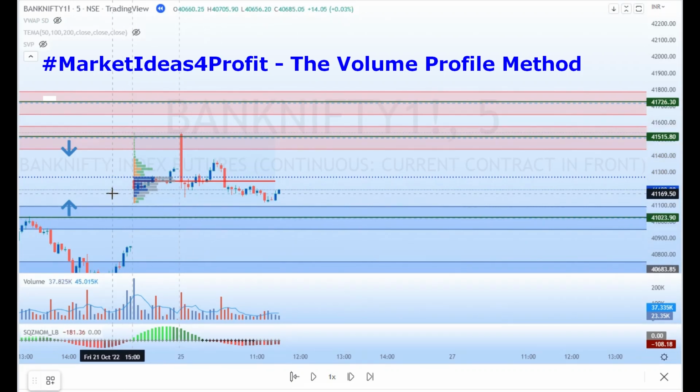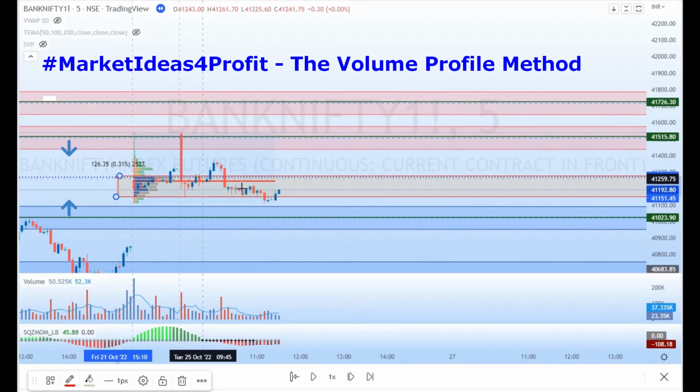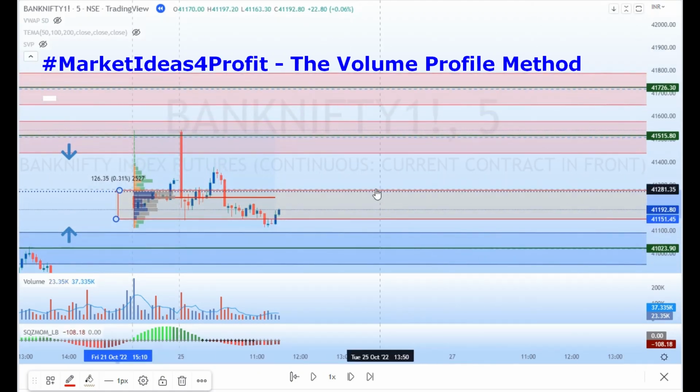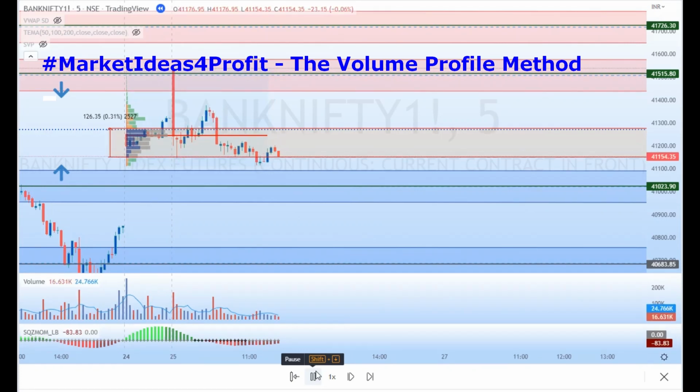I will mark this balance area using a tool, and we find that there is a narrow balance area of 120 points, from 41,150 to 41,270, 280. Now the trade idea is to enter if the balance area is crossed to one extreme, and enter when the prices enter the balance area once again. So let's proceed with the move and see what transpired in the later part of the day.